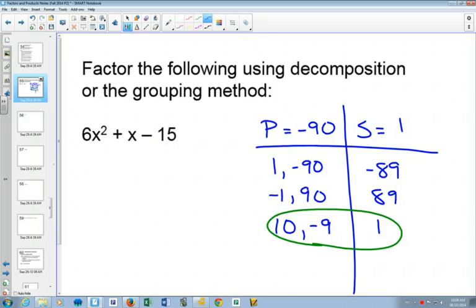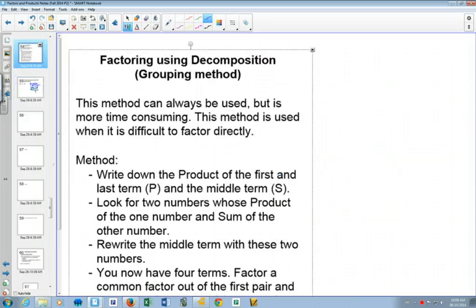If we go back to our list of steps, we first wrote down the product of the first and last term. That was our P. And we wrote down the middle term. That was our sum. We just did the second step. We looked for two numbers whose product was the one number, that negative 90, and the sum of those two numbers was the other number, the 1. So we did step 1 and step 2.